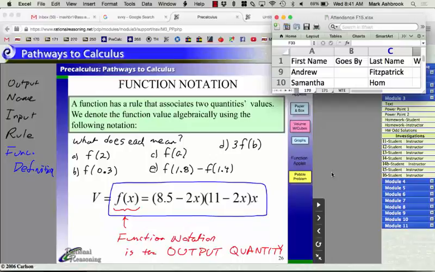Right, it's the volume of the box when the square cutout side length is 8 inches. Now use all input-output language. So let's stay all input-output language. Tell me your name right here. Casey? So can you, all just in terms of input and output, what is that?